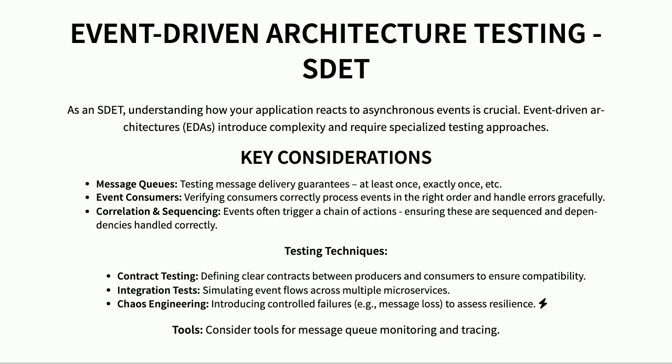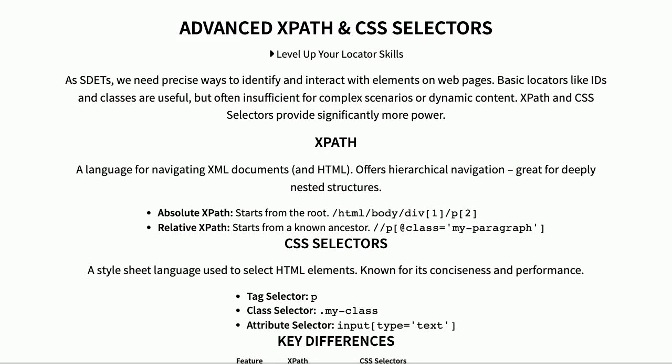It's not uncommon for one event to trigger another, so you've got to make sure the chain of actions works correctly. Contract testing is a good starting point here, defining clear agreements between producers and consumers. Integration tests help us simulate these flows across different microservices, and chaos engineering, intentionally introducing failures, can really highlight potential weaknesses in the system.